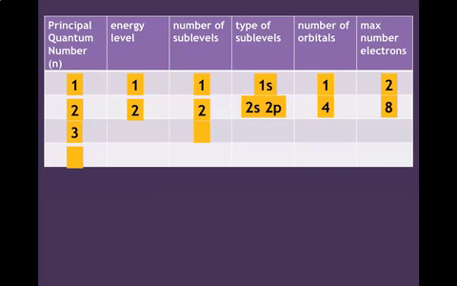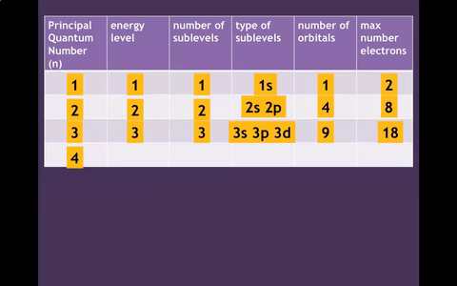On the next one, we have 3 as our principal quantum number. So we have 3 energy levels and 3 sublevels. Now we're going to go one step further: 3s, 3p, and 3d. We had 1 orientation in the s, 3 in the p, so that makes 4. And then we have 5 in the d, so 4 and 5 make 9. The maximum number of electrons is the number of orbitals times 2, so that would be 18.